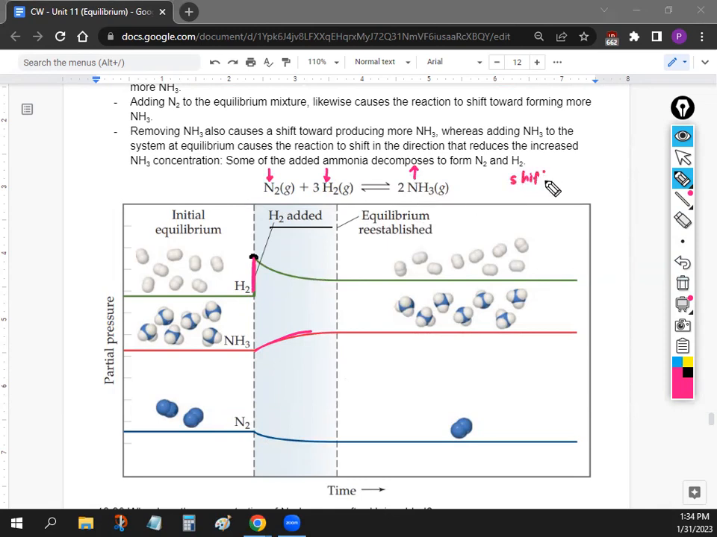There's a pretty clear pattern to what happens. The system is going to shift which direction? To the right. Exactly. So if you add reactant, it's going to shift right. You can probably guess what happens if I added ammonia. Which way would it shift? Shift to the left, exactly. What if I added nitrogen? Which way would it shift? To the right, exactly. If you add reactants, it's going to shift to the product. If you add product, it's going to shift to the reactant. What if I add products and reactants? It depends on how much you add them.